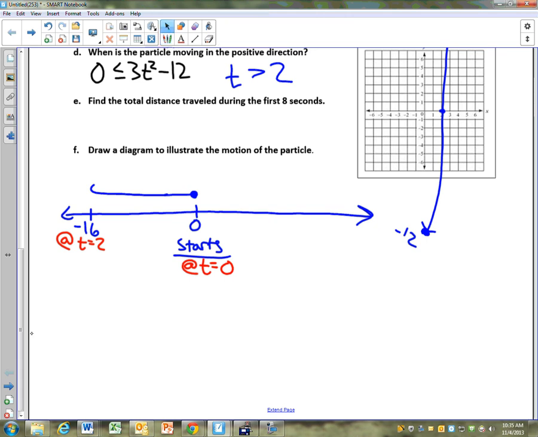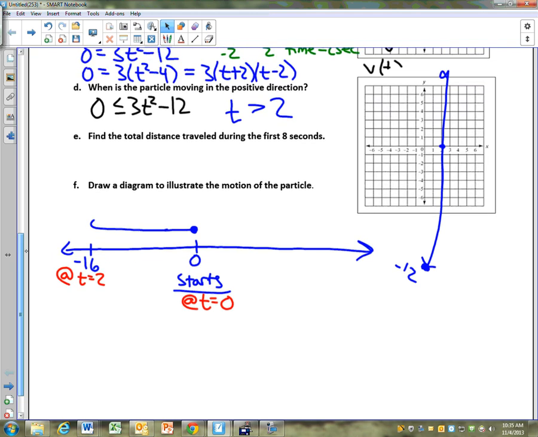When I hit negative 16, what happens to the direction of the particle? It starts to turn back around and head to the right. How do you know that? Because the slope becomes positive. Look at my graph. The derivative is negative. It's traveling to the left, to the left, to the left. It stops at 2, and then travels to the right, to the right, to the right. Yes, it will travel to the right forever.